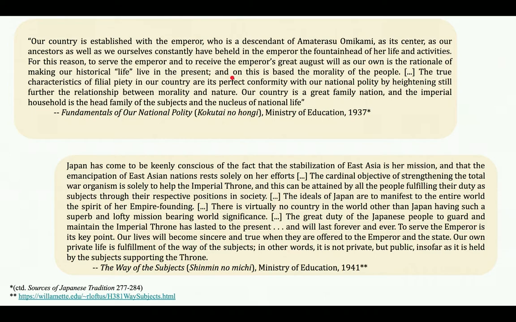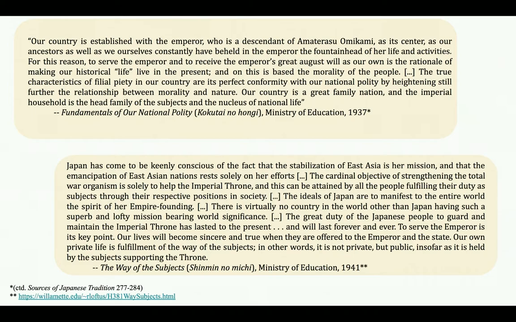The true characteristics of filial piety in our country are its perfect conformity with our great national polity by heightening still further the relationship between morality and nature. Our country is a great family nation, and the imperial household is the head family of the subjects and the nucleus of national life.